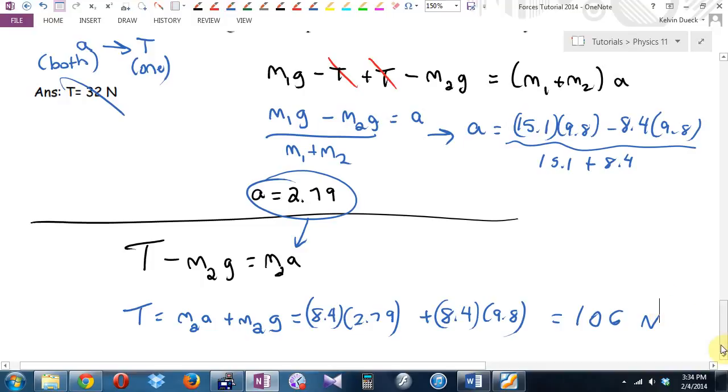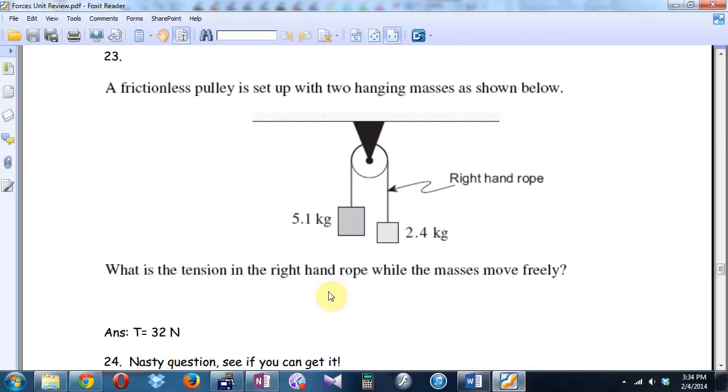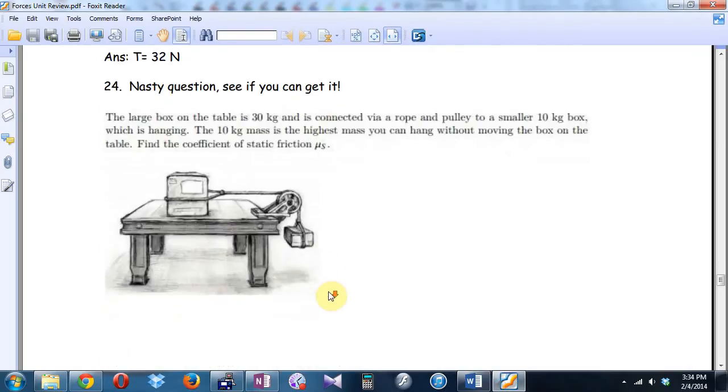Next. Any others? Number 4? Oh, 24. I was going to swear I just did number 4 a little while ago. Okay. 24 is, oh, that's the nasty one. Okay.